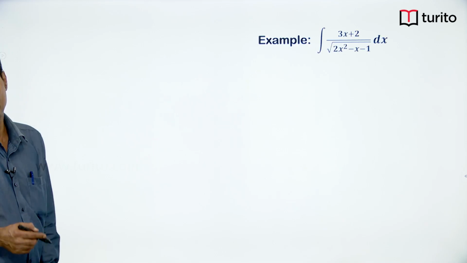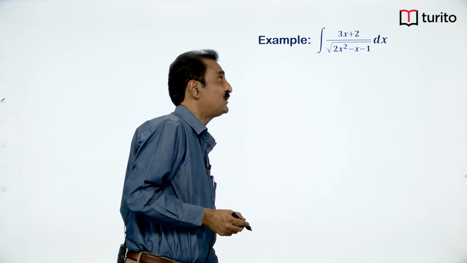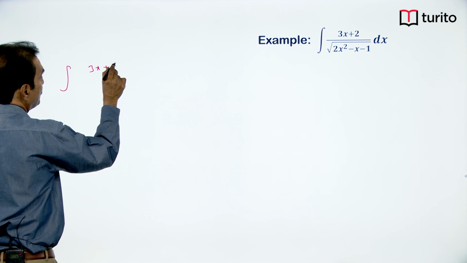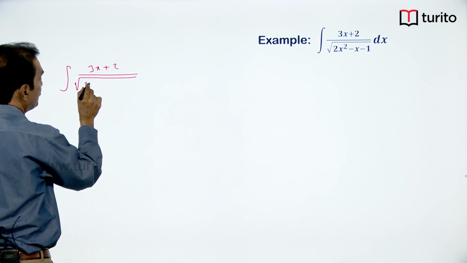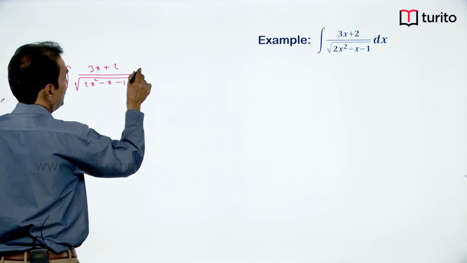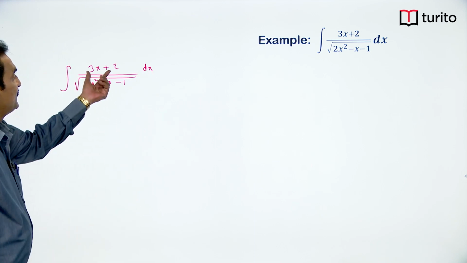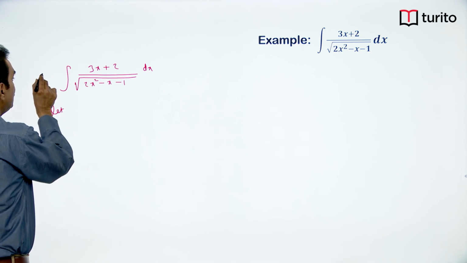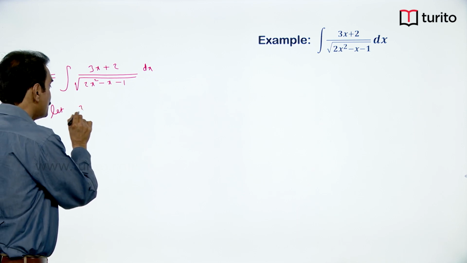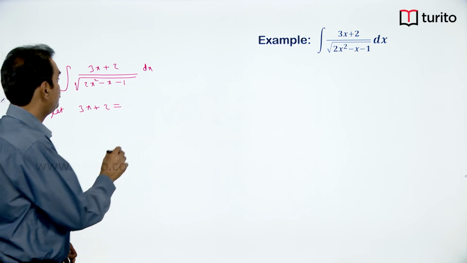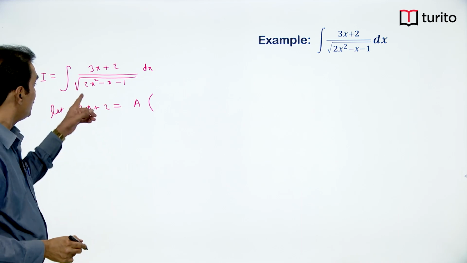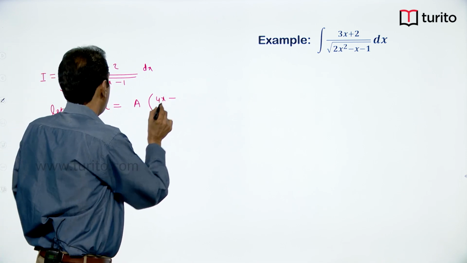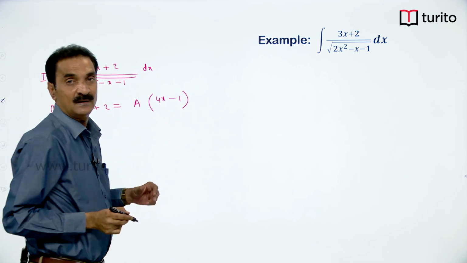Now, one example, integral 3x plus 2 by root over 2x square minus x minus 1 dx. What is the method? We have to assume numerator as a into derivative of this quadratic plus b. Let us take the integral as I. Let 3x plus 2 numerator be equal to a constant a into derivative of this quadratic. Derivative of 2x square is 4x minus derivative of x is 1 plus a constant b.